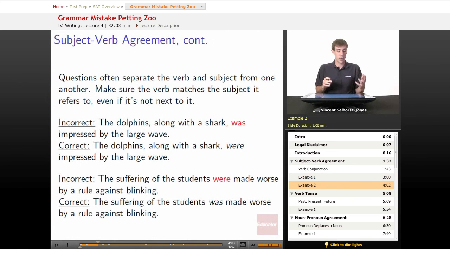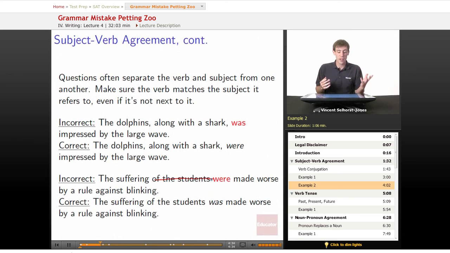Similar thing going on here, but in the other direction. The suffering of the students were made worse by a rule against blinking. At first glance, we might think, oh, students, so students were, but that's not the case. Students isn't the subject here. So if we drop that, the thing we're really talking about is the suffering. What is happening to the suffering? The suffering were made worse? That doesn't make sense. Suffering is singular, so it can't take were, a plural form.